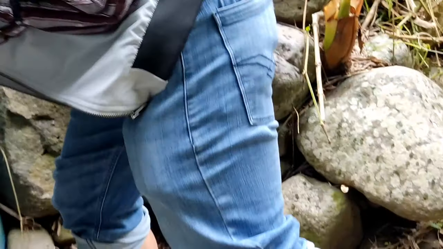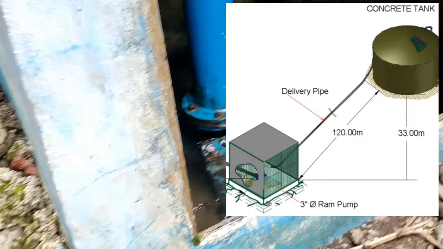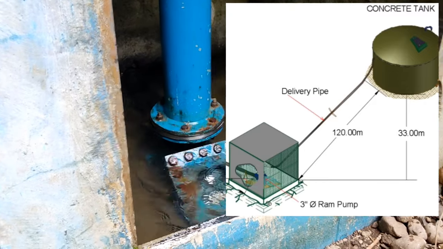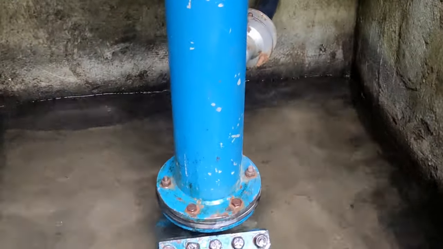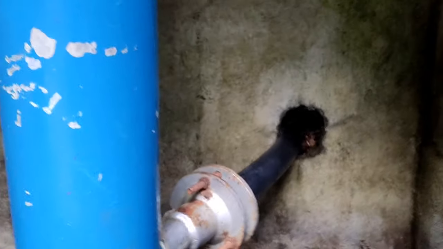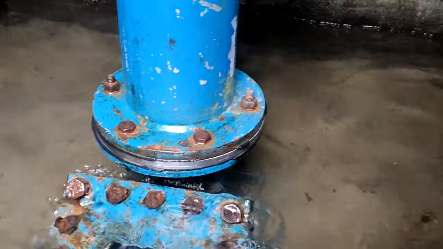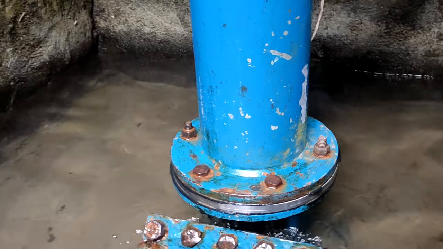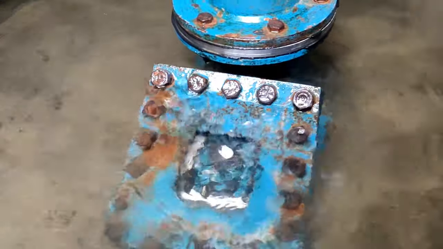So, ito na yung ram pump. So, meron siyang drainage din. So, ganito kalaki yung pump house. Ito yung drive pipe. Ito yung tulak ng tubig.